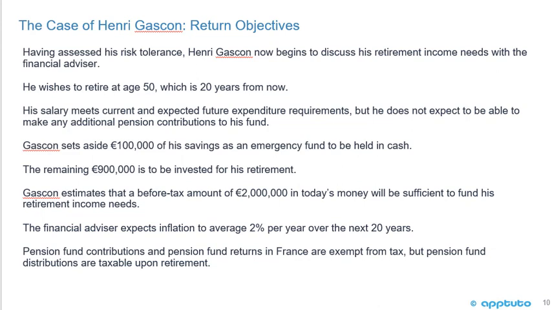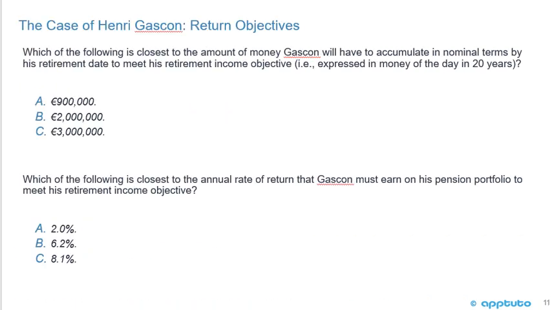Gascon estimates that a before-tax amount of €2 million in today's money will be sufficient to fund his retirement income needs. The financial advisor expects inflation to average 2% per year over the next 20 years. Pension fund contributions and pension fund returns in France are exempt from tax, but pension fund distributions are taxable upon retirement. So we'll just do two quick practice questions to consolidate our understanding. And these are typical of the calculations that you would need to make in CFA Level 3 during the essay portion. So let's have a look.